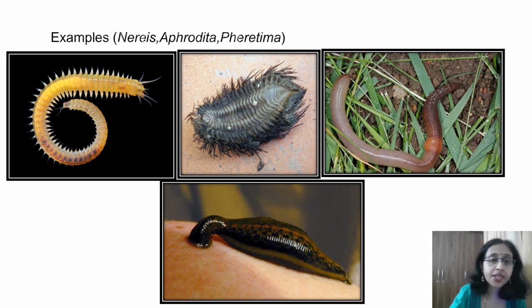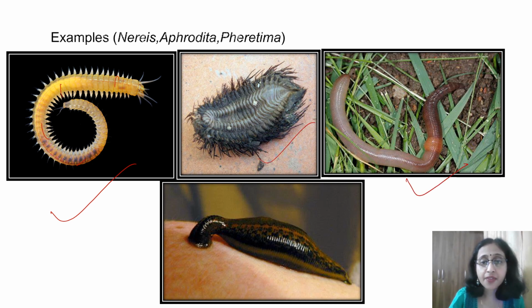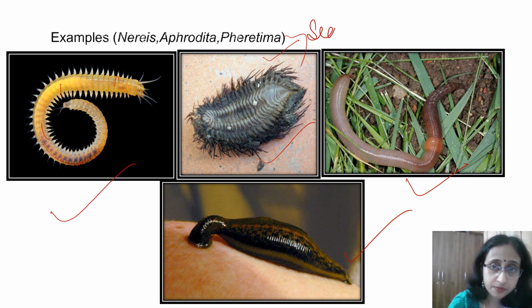See, they are having a segmented body from head to tail. This is Nereis. Then comes Aphrodita, and this is the leech. So these animals, this is the sea mouse. This is also called sea mouse.